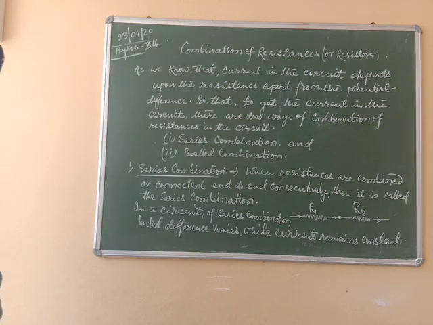Combination of resistances or resistors: as we know, current in the circuit depends upon the resistance apart from the potential difference. So to get the current in the circuit, there are two ways of combination: series combination and parallel combination. Series combination: when resistances are connected consecutively, it is called series combination. In a circuit of series combination, potential difference varies while current remains constant. It is very important to always remember this.